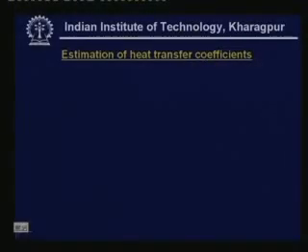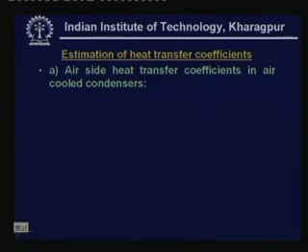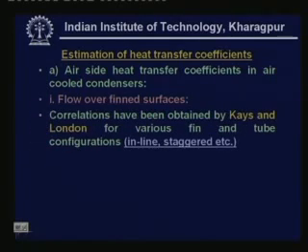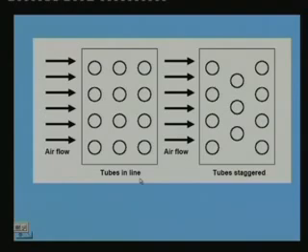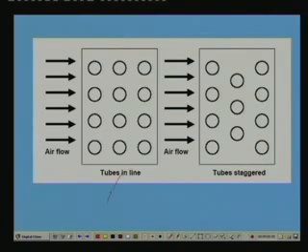First let us look at the heat transfer coefficient on the external fluid side. First let us look at air cooled condensers, the air side heat transfer coefficient in air cooled condensers. For flow over fin surfaces, we will be obtaining the heat transfer coefficient for air flow over fin surfaces. The correlations have been obtained by Kays and London for various fin and tube configurations for both inline as well as staggered arrangements. So what are inline and staggered arrangements? This is tubes in line. You can see that tubes in adjacent rows are in line. So this is an inline arrangement, whereas here the adjacent tubes are not in line.